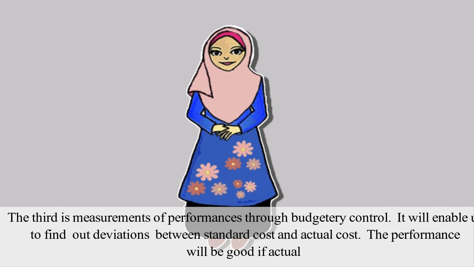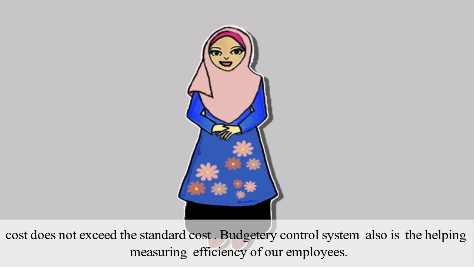The third is measurement of performance through budgetary control. It will enable us to find out deviations between standard cost and actual cost. The performance will be good if actual cost does not exceed the standard cost. Budgetary control system is to help in measuring efficiency of our employees.